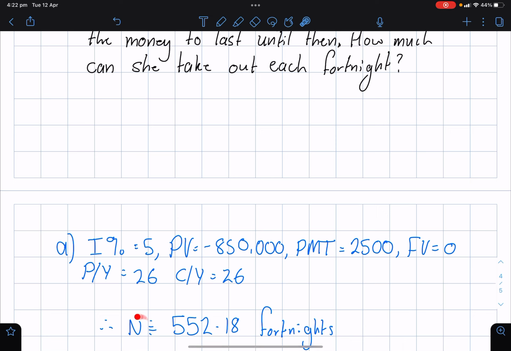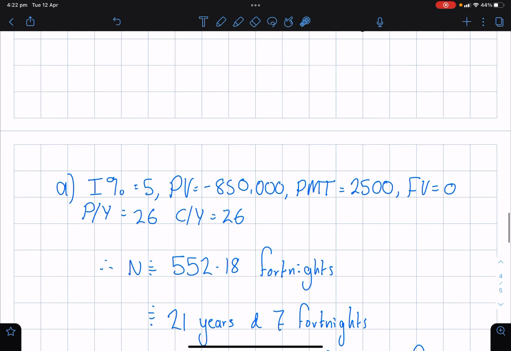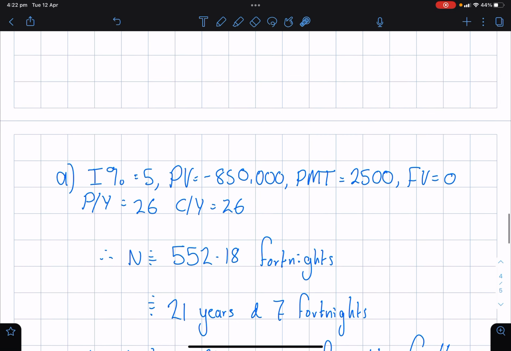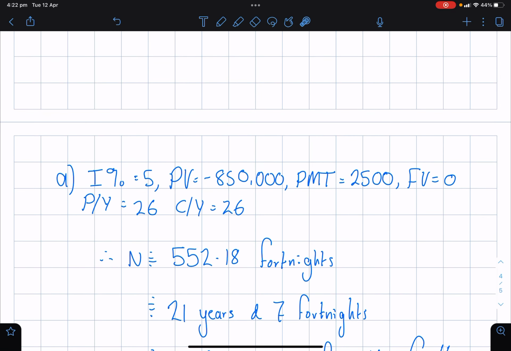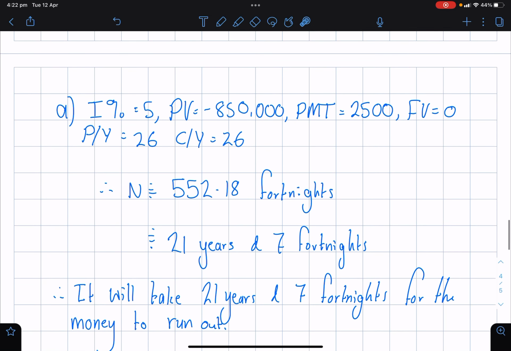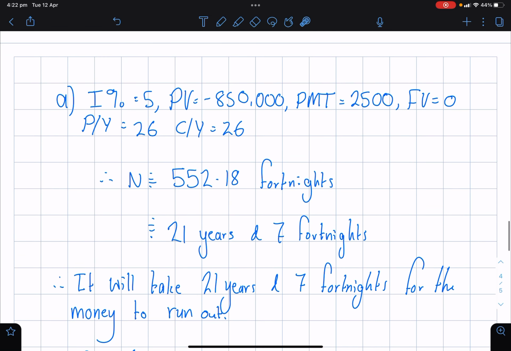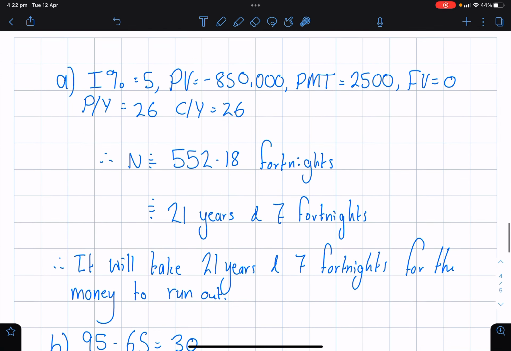So you just calculate N on your compound interest function on your calculator. So then we're going to divide that by 26, and we find that it's approximately 21 years and 7 fortnights. Therefore, it will take 21 years and 7 fortnights for the money to run out. So then you could take this value and add it to Peter's current age to get how old he will be when the money does run out, if that's what the question was asking for.